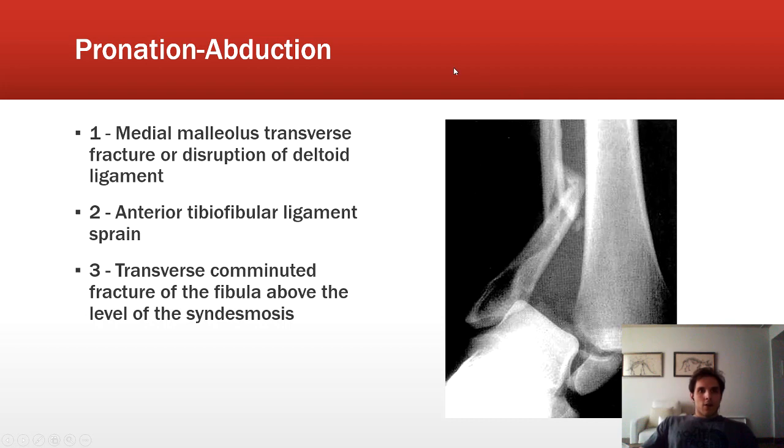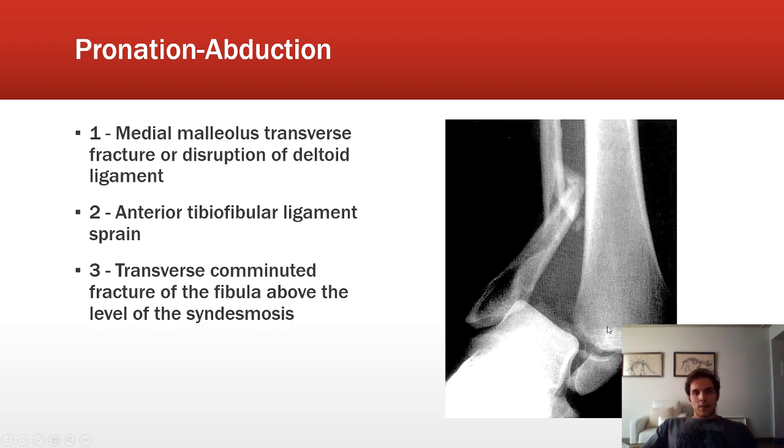Next, we're going to look at pronation abduction type of injuries. So in contrast to the previous two, your foot starts out pronated, and then you have an abduction force that is introduced. So the force is going to push the foot this way, and it's not surprising that you see the talus over here. This is a fracture dislocation. It starts on the medial malleolus. You end up with a transverse fracture like you see here, or again, disruption of the deltoid ligament. It continues across. You lose the integrity of the anterior tibiofibular ligament.